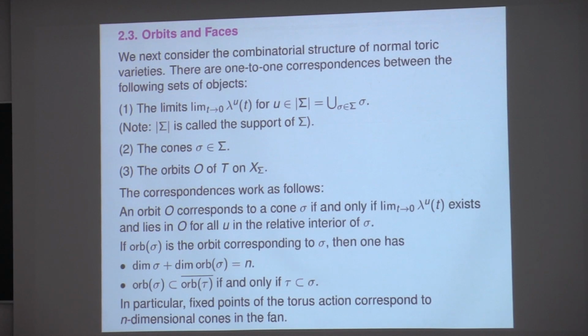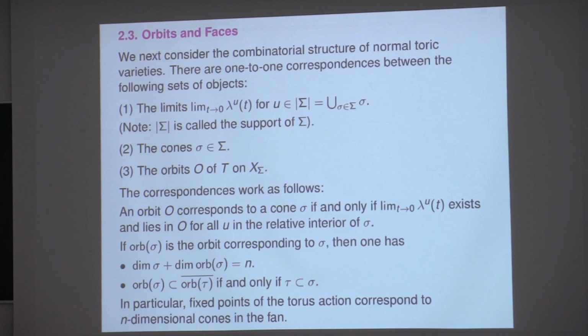And then it turns out that the answer is very well understood. There are bijections between, let me start with the second one, the cones in your fan and the orbits. The procedure that you can use to detect what the orbits are: number one, there is this definition, this notation. If you take the union of the cones, you call that the support of the fan.